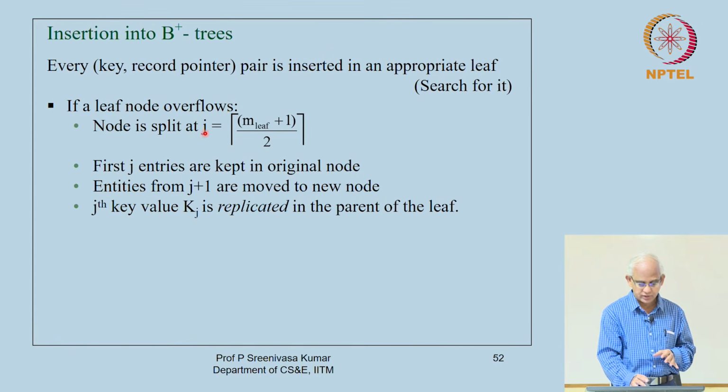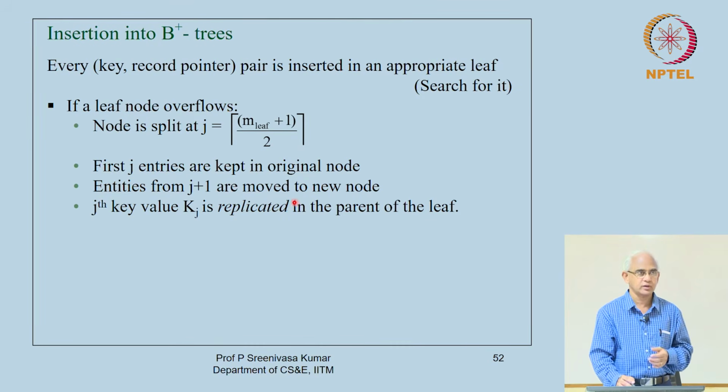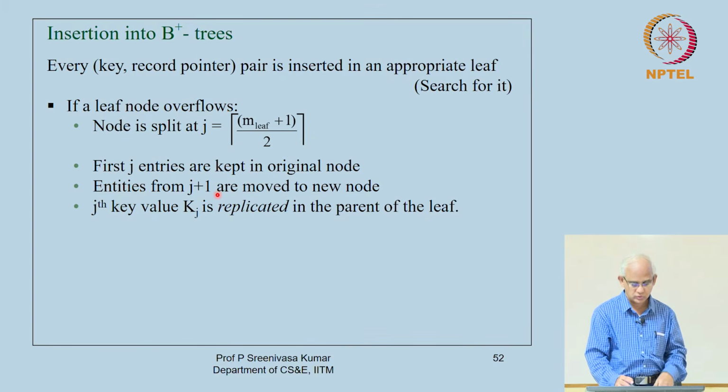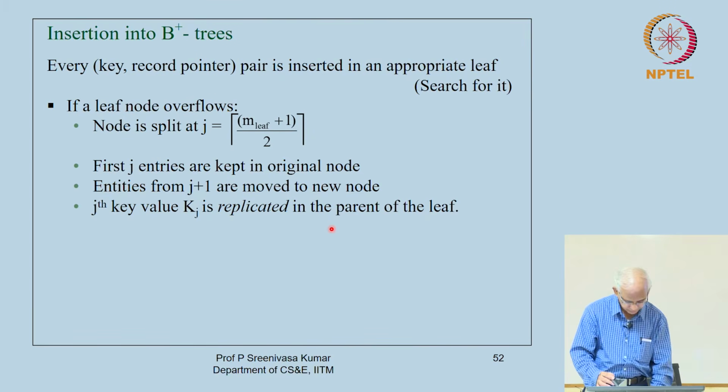So, the node is split at j and the first j entries are kept in the original node, and then all the entries from j plus 1 onwards are moved to a new leaf node. Now, this new leaf node has to be accommodated into the structure. So, the jth key value, Kj, is going to be replicated in the parent of that particular leaf node. So, you now try to insert this Kj key into the parent of the original node that you are splitting. I will show you with an example now.